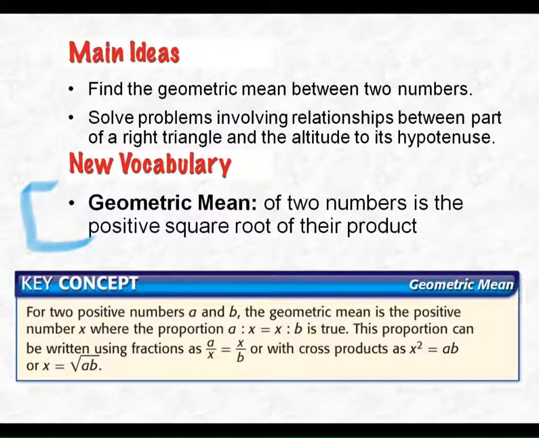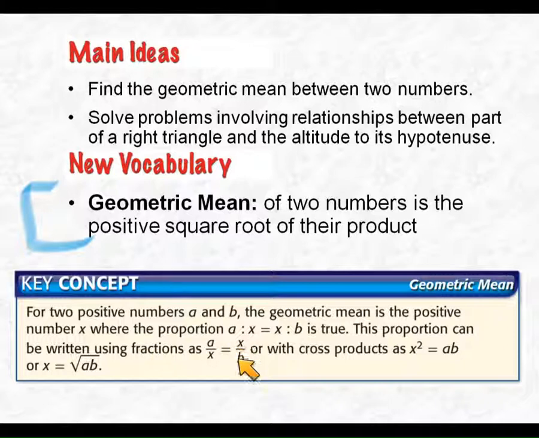So you want to know what the geometric mean is. The geometric mean of two numbers is the positive square root of their product. Which product means, again, what operation? Multiplication. So I'm going to give you two numbers and ask, what's the geometric mean between these two numbers? And it's the positive square root of their product, meaning that you're going to multiply them and then take the square root of that number. Okay? And then simplify it if necessary.